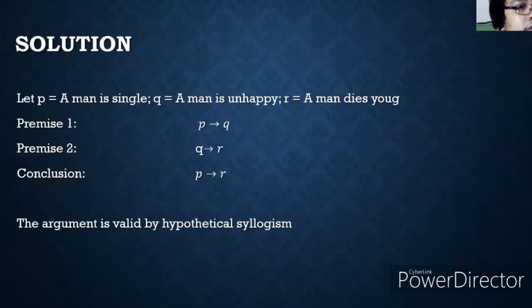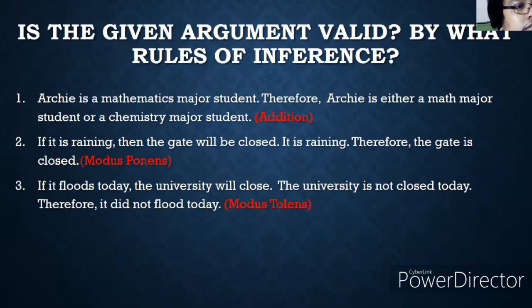Okay, so here are some examples. What rules of inference would each of these statements apply? These are all valid arguments. Number one is by addition. Number two is by modus ponens, and number three is by modus tollens. And I guess that ends my presentation.